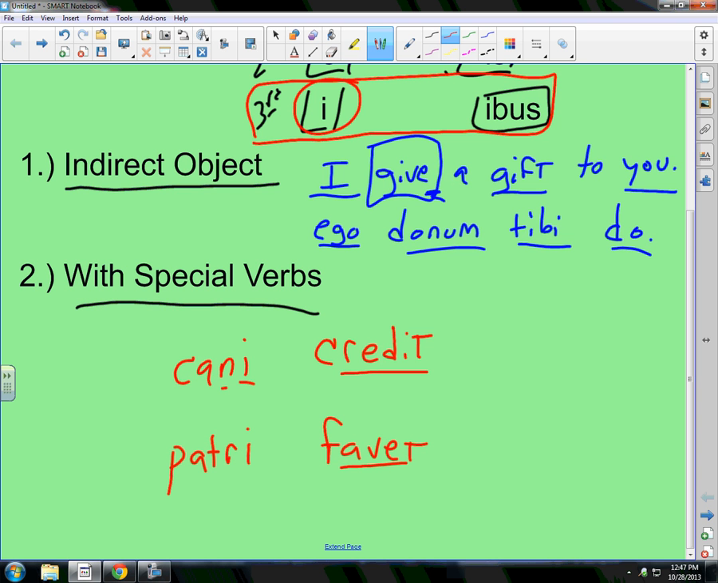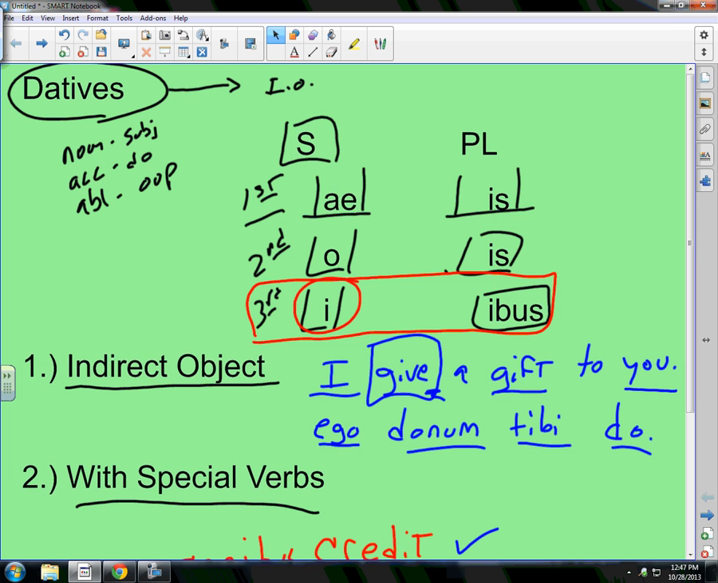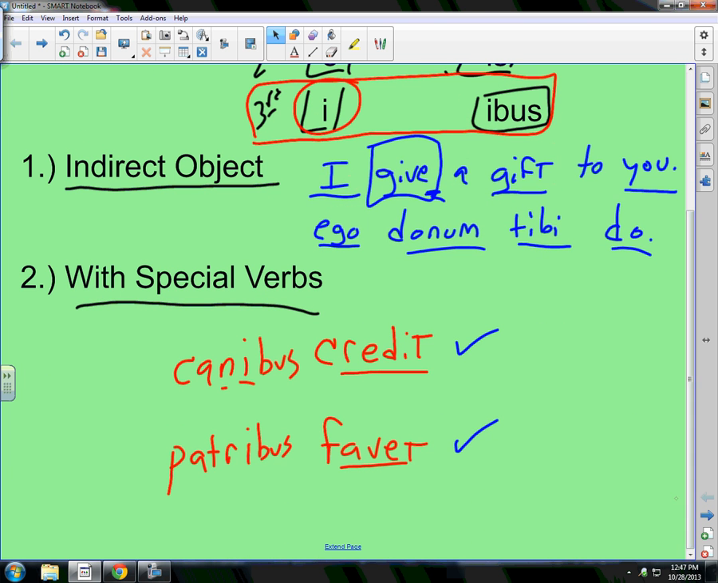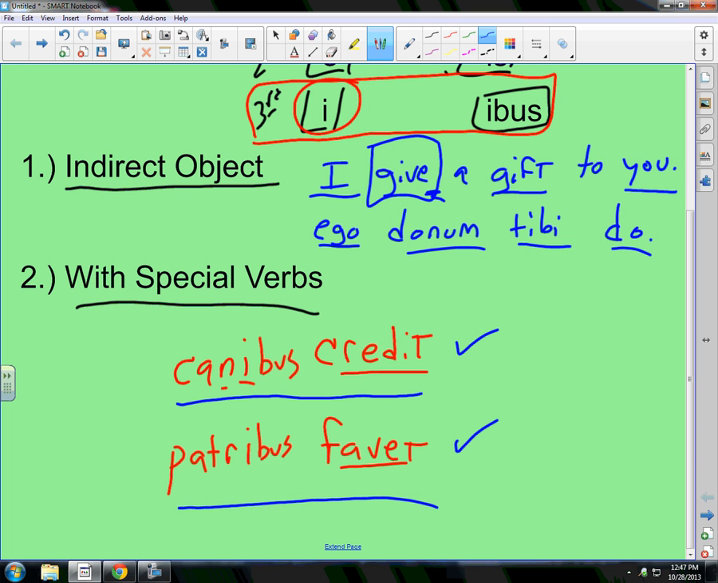So this sentence right here, he trusts the dog. This sentence right here, he supports the father, his father. Now you can make those plural, obviously, since they're third declension, by adding IBUS. That's just like this one right here. So these two sentences would be, he trusts the dogs, and he trusts the fathers. This is just kind of an overview of what you should know whenever we're finished with this short lesson.